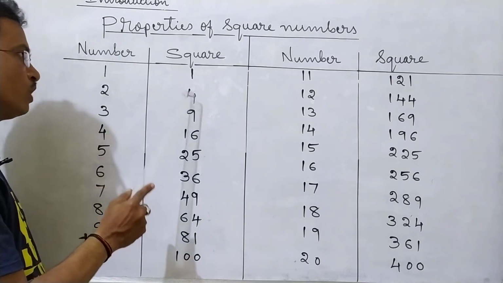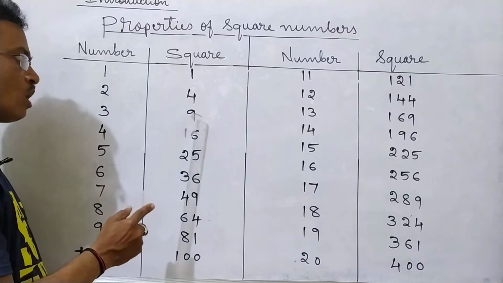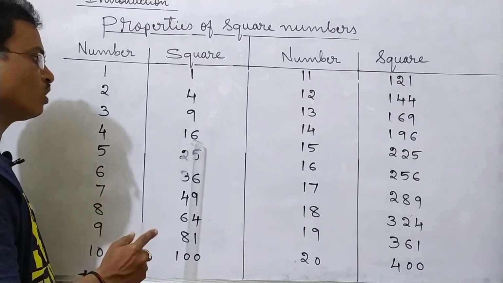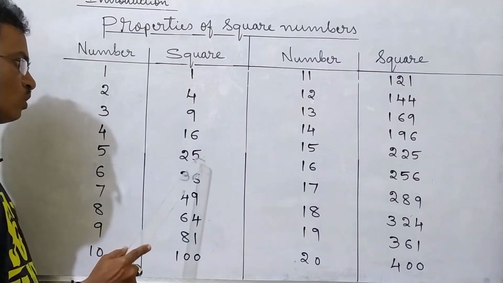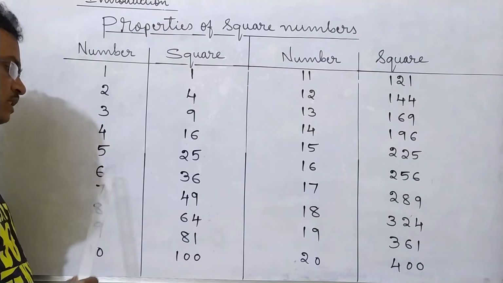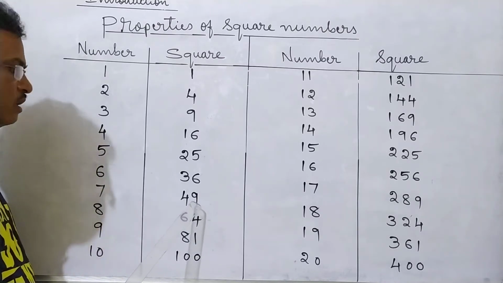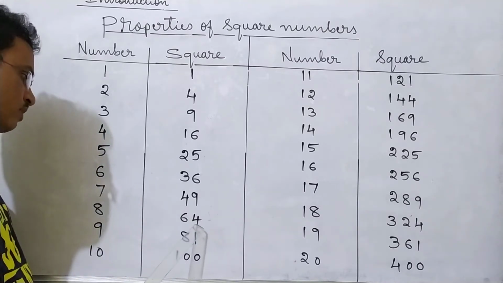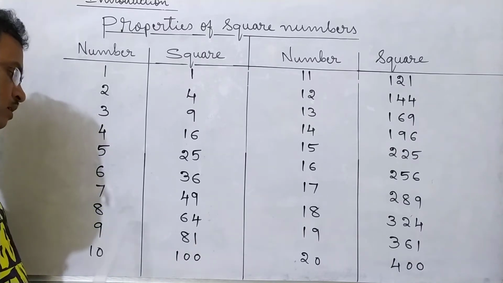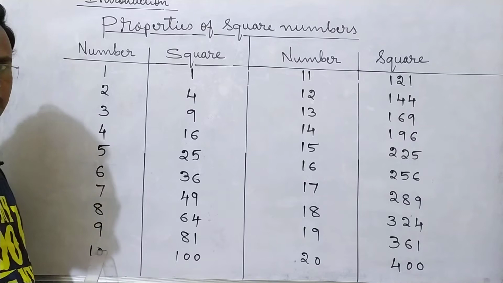Square root of 4, what will you get? 2. Square root of 9, what will you get? 3. Square root of 16, 4. Square root of 25, 5. Square root of 36, 6. Square root of 49, 7. Square root of 64, 8. Square root of 81, 9. Square root of 100, 10.